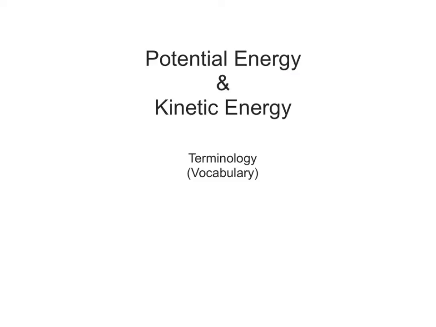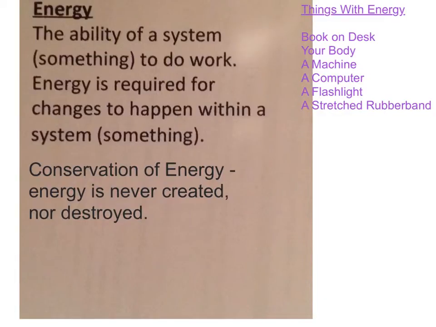Alright, so today we're gonna start looking at the vocabulary or terminology for potential energy and kinetic energy. So let's get started. Our first word here is energy. Energy is the ability of a system or something to do work. Energy is required for changes to happen within a system.